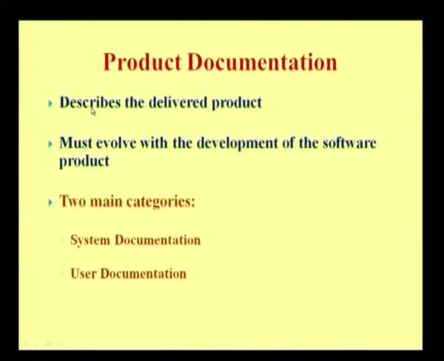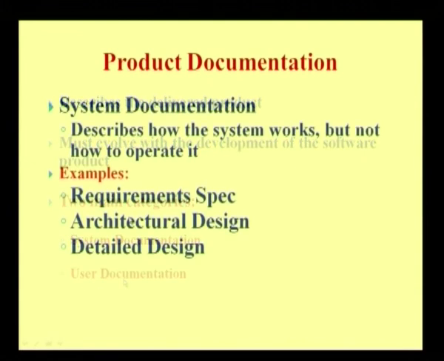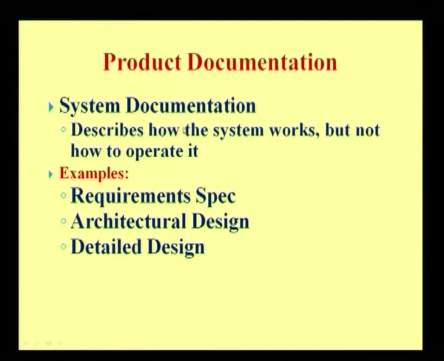When we look at the product documentation, it describes the delivered product and must evolve with the development of the software product, with two main categories: system documentation and user documentation. System documentation describes how the system works, but not how to operate it. Maybe that is how we would have proceeded in the early phases of the software development life cycle.